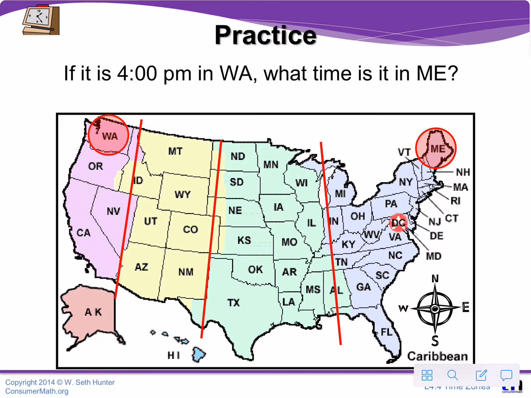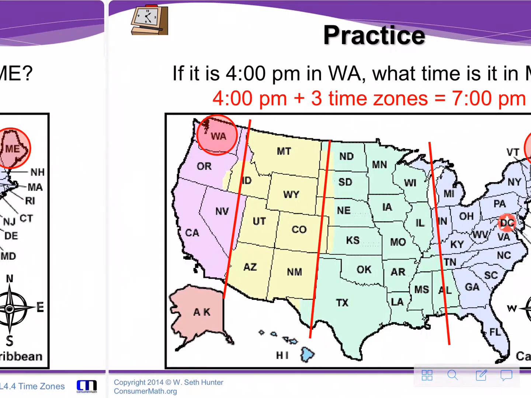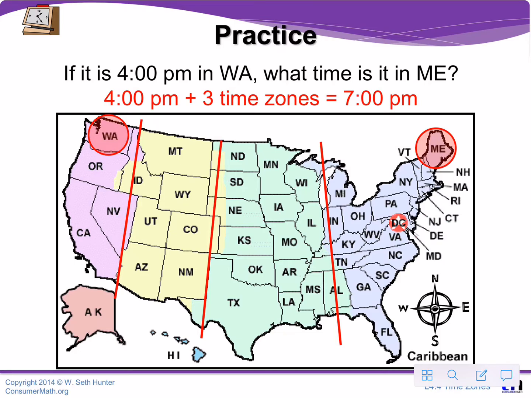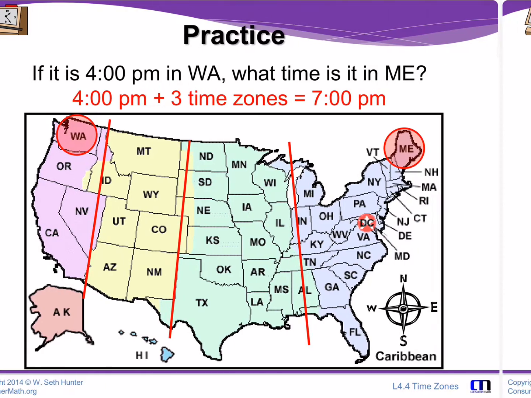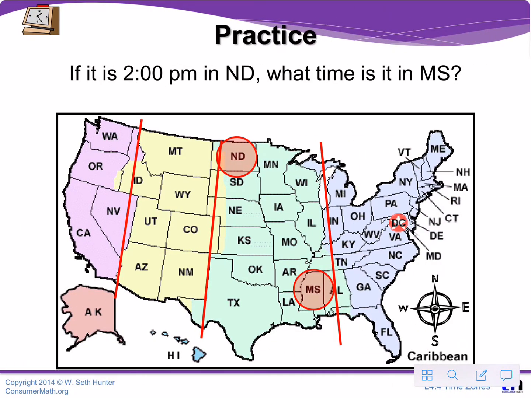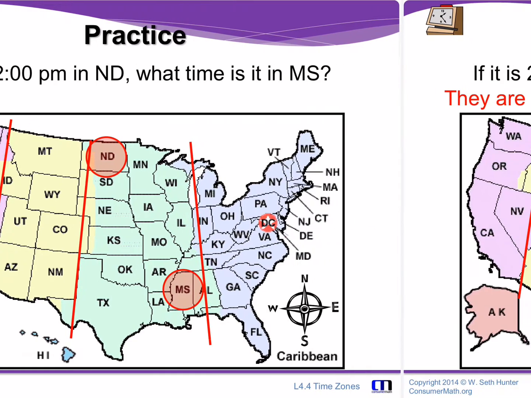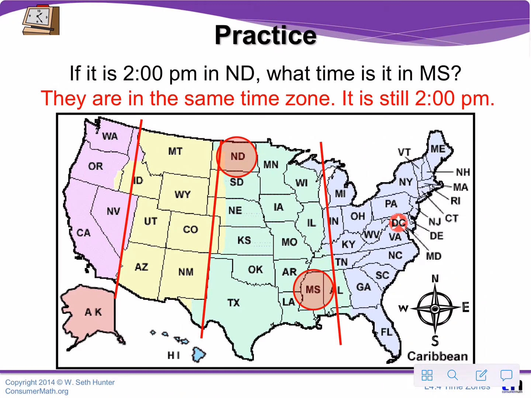If it is 4 p.m. in Washington, what time is it in Maine? Again, we're moving across time zones, but we're going from left to right, so we need to add 3 hours to our time to get 7 p.m. If it is 2 p.m. in North Dakota, what time is it in Mississippi? Since they are in the same time zone, it is still 2 p.m.